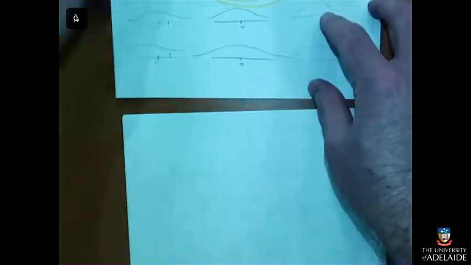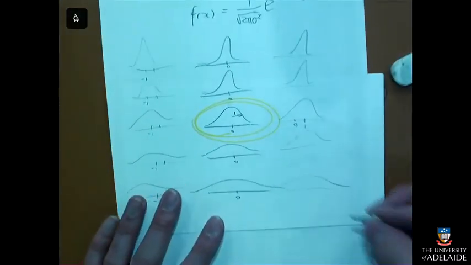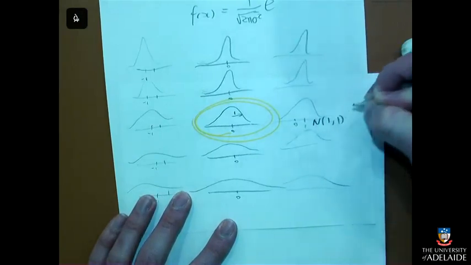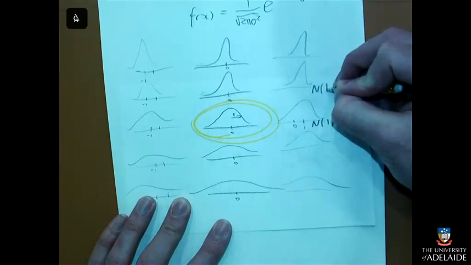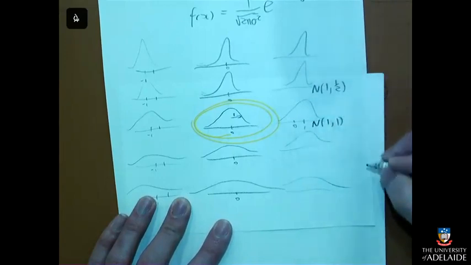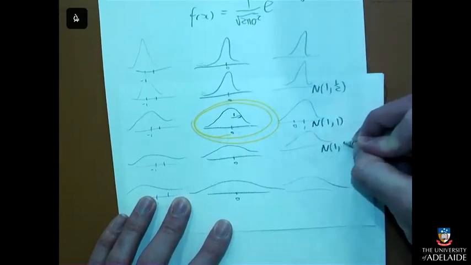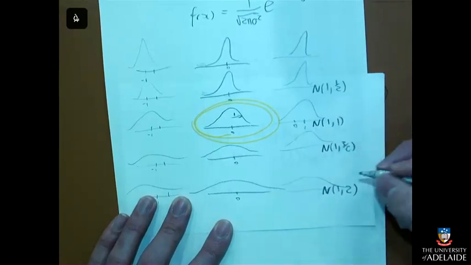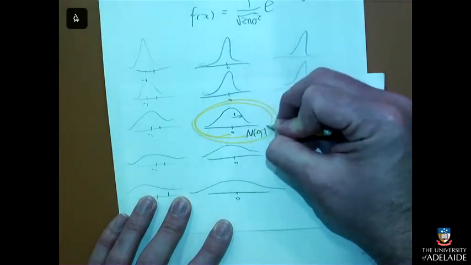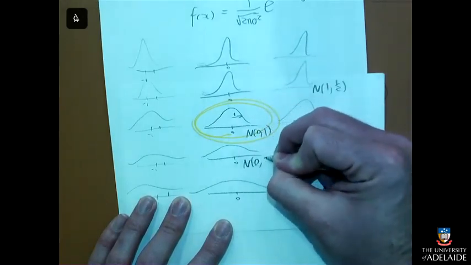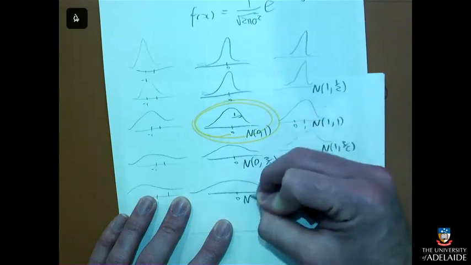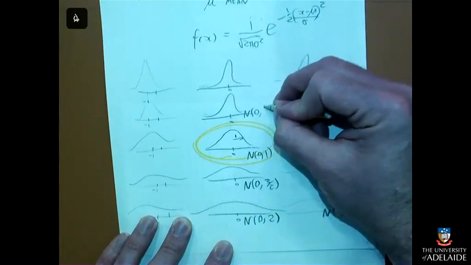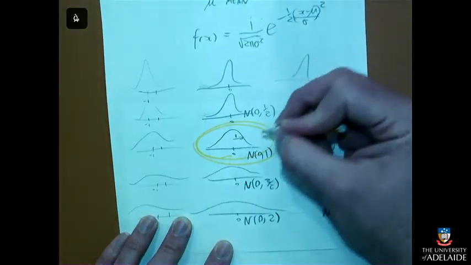Okay, so the labels go like this. This is like the normal distribution with mean 1 and standard deviation 1, and this might be the normal distribution with mean 1 and standard deviation 1/2, and this might be the normal distribution with mean 1 and standard deviation 1.5, normal distribution with mean 1 and standard deviation 2. Okay, and there's infinitely many of them. Etc.